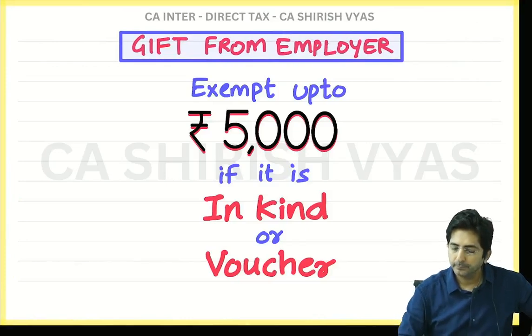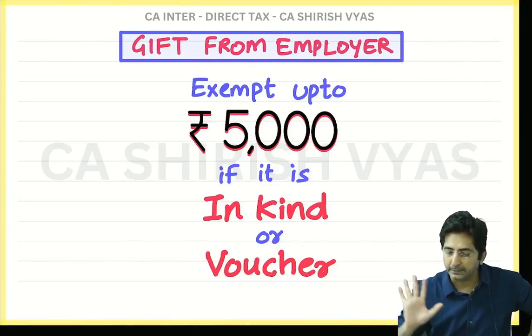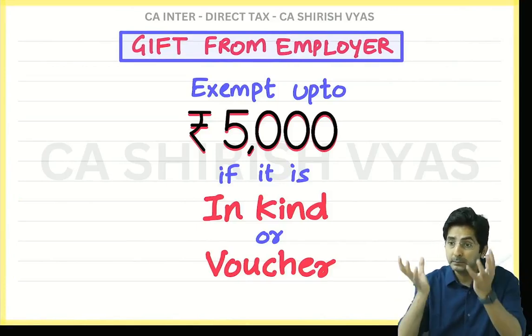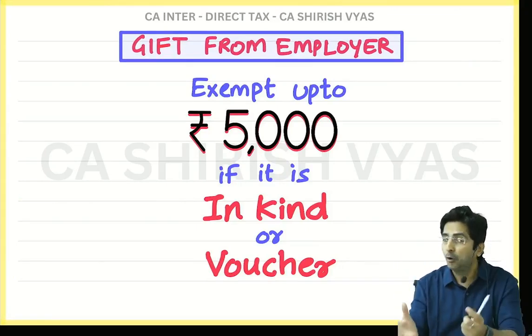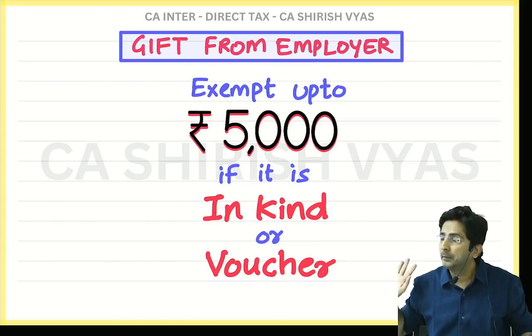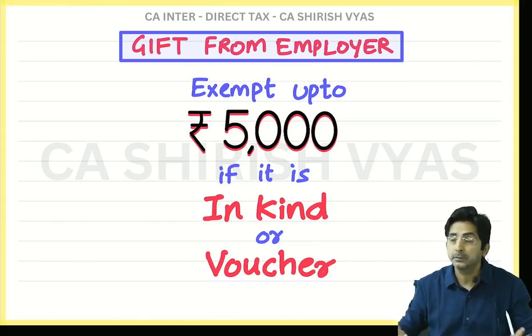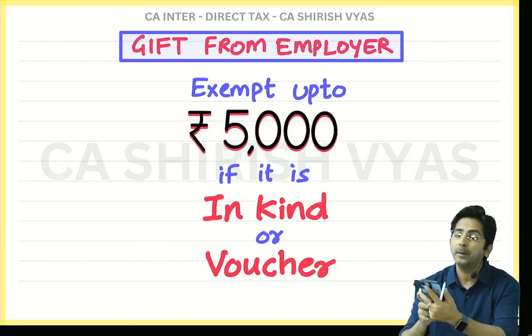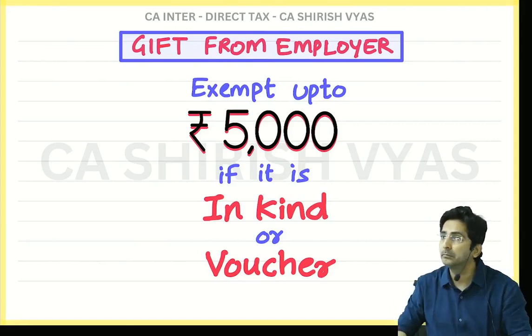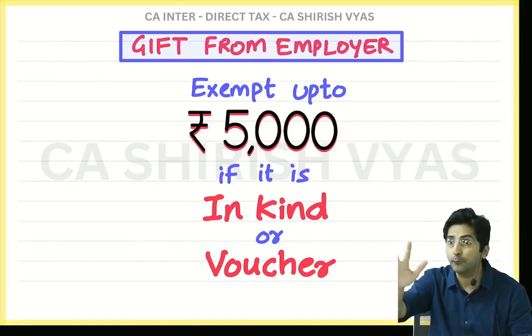Exempt up to 5,000 if it is in kind or voucher. Means either some item should be given or you should be given a voucher to purchase some item. But when money is directly given, see, money literally doesn't mean cash. I can GPay. On your happy birthday I GPayed 2,000 rupees. Even then 2,000 is taxable. Here there is no rule of 5,000.